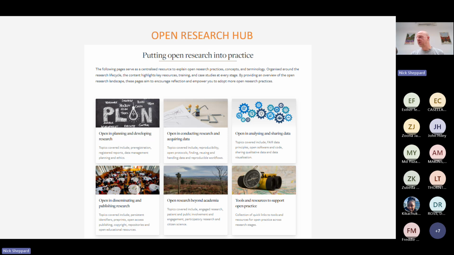If you have a look at the Research Hub, you'll see that it is split into those 6 areas. And for example, there's also a page there on tools and resources to support open practice. Again, that's fairly generic. If there are any specific tools that you use, do let us know, because that's kind of out of my head, and I'm not sure to what extent it reflects specific disciplines, etc. So feedback's always very welcome. We are reviewing that, as I say, as we speak.